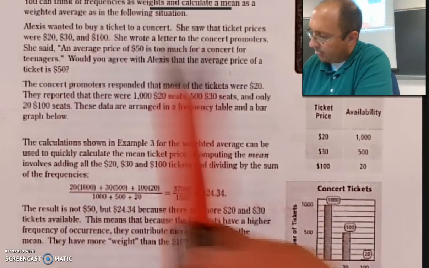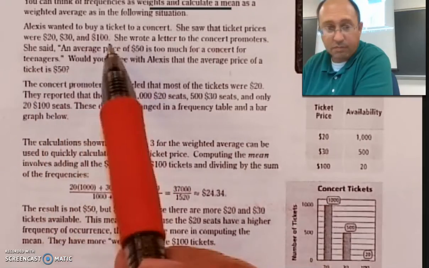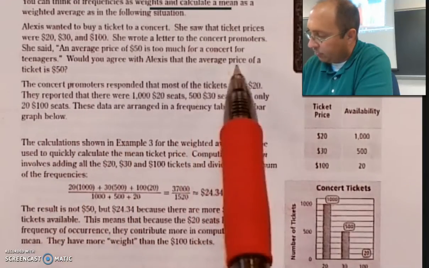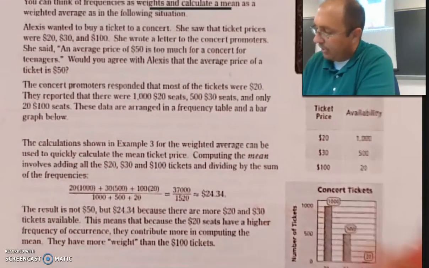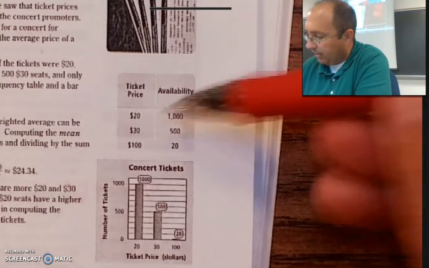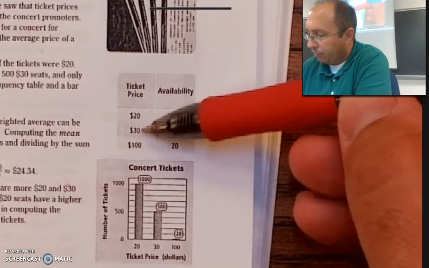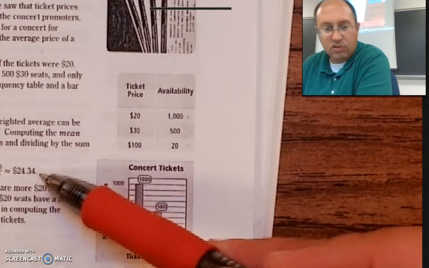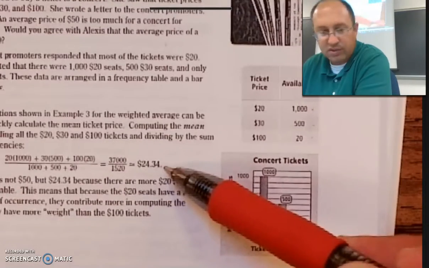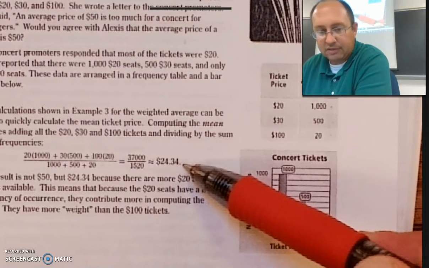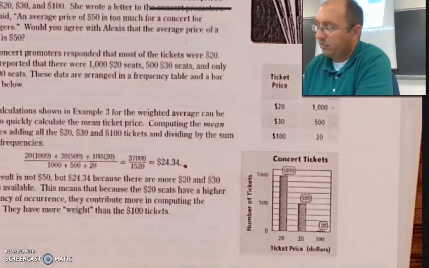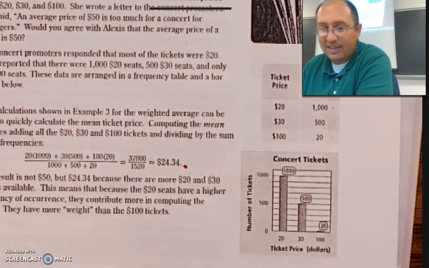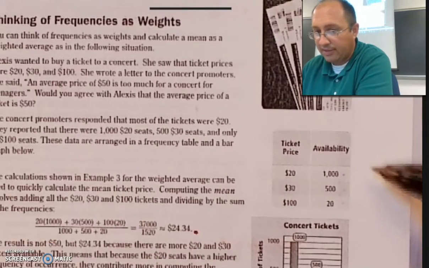It says here, Alexis wanted to buy a ticket to a concert. She saw that the ticket prices were $20, $30, and $100. Okay? She wrote a letter to her concert promoters. She said an average price of $50 is too much. Well, if you go through the math and start figuring it out, look, if the ticket price is $20 and there are 1,000 of those tickets, and $30 and only 500 of those tickets, and $100 and there are 20 of those tickets, well, then the average price ends up being $24.34. Not $50. $50 is found by taking 20 plus 30 plus 100 and dividing by 3. They're not weighted the same. You can tell from the chart they're not weighted the same.